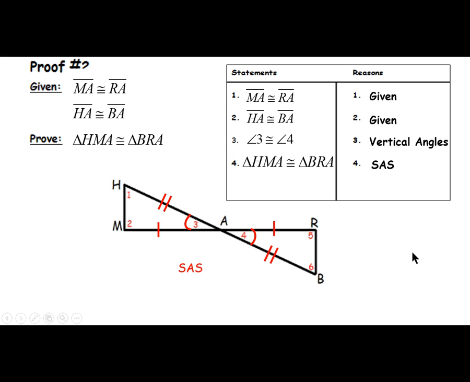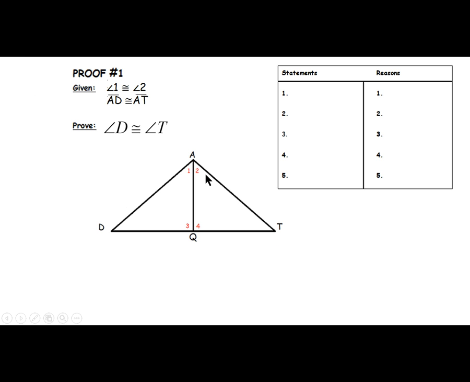Okay, now we're going to try another proof. All right, same idea. Here's the picture that we're given, two triangles, where we have a little bit of given information, and we're going to be asked to prove that angle D and angle T are congruent. If you're not sure how to get to that, no problem. Let's just go through the same steps that we usually do.